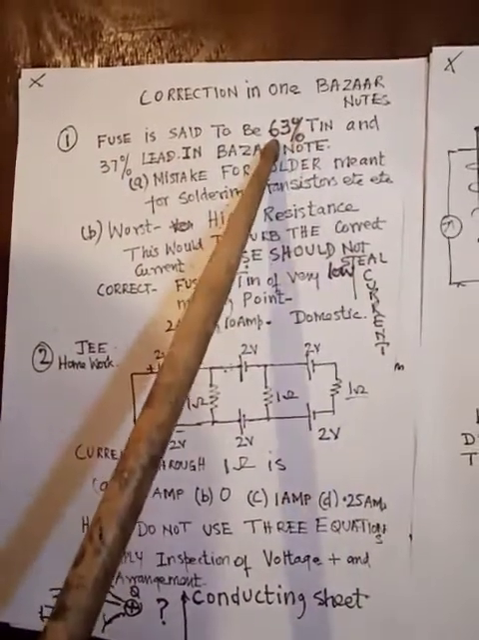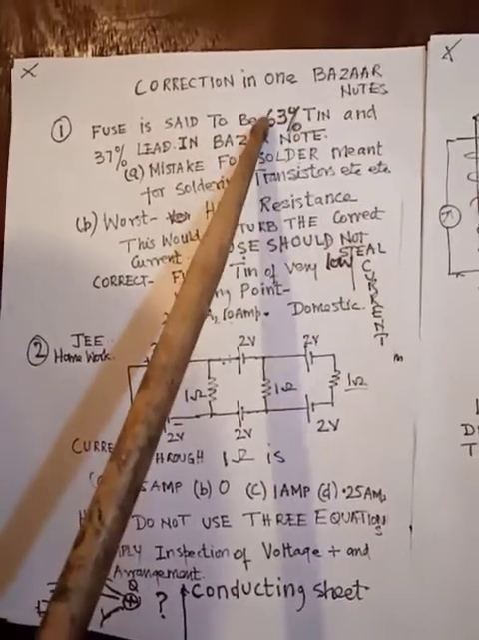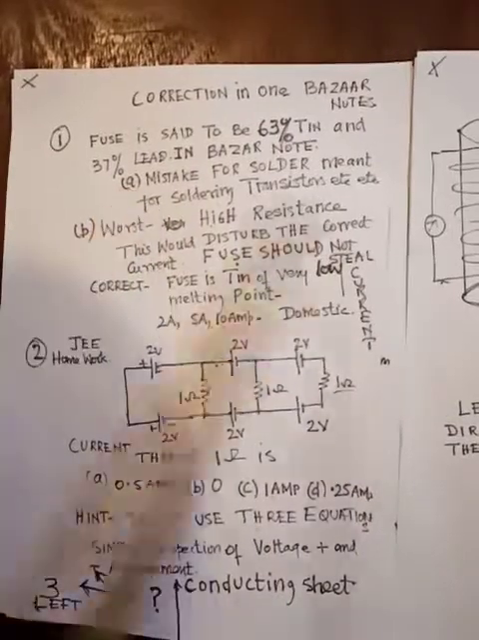This is used for hard soldering. The correct one is 60 lead and 40 tin. Anyway, we'll not come to that, so this is a mistake.